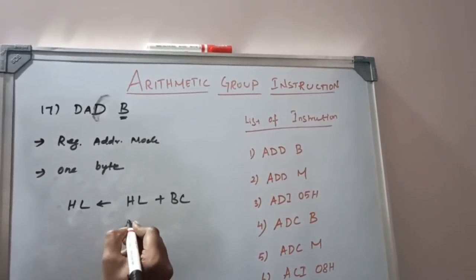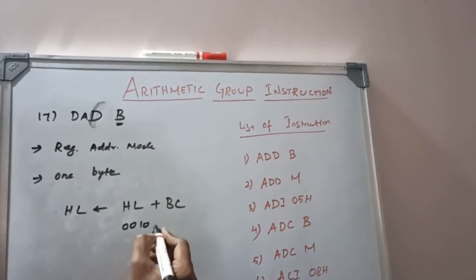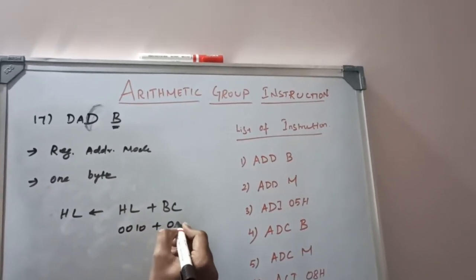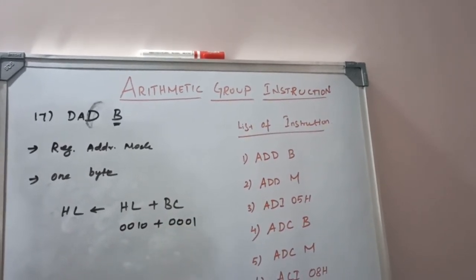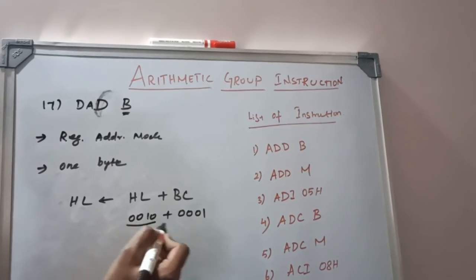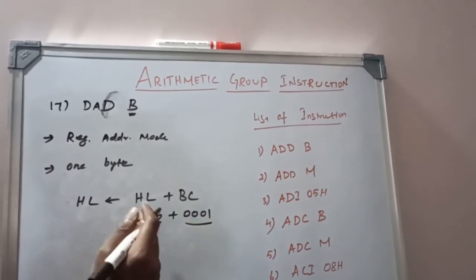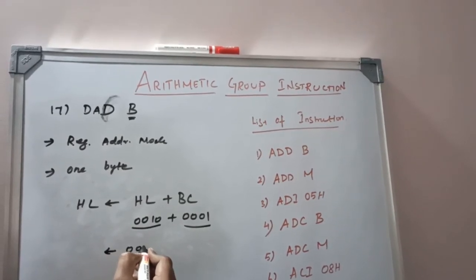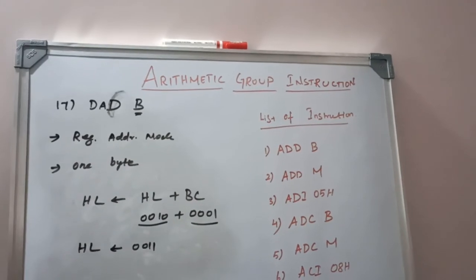Now the value is 0010. This value is stored in the HL pair register. The BC pair is 0001. It's a 16-bit value, and the other is also a 16-bit value. Adding the two register contents gives 0011. This value is stored in the HL pair register.